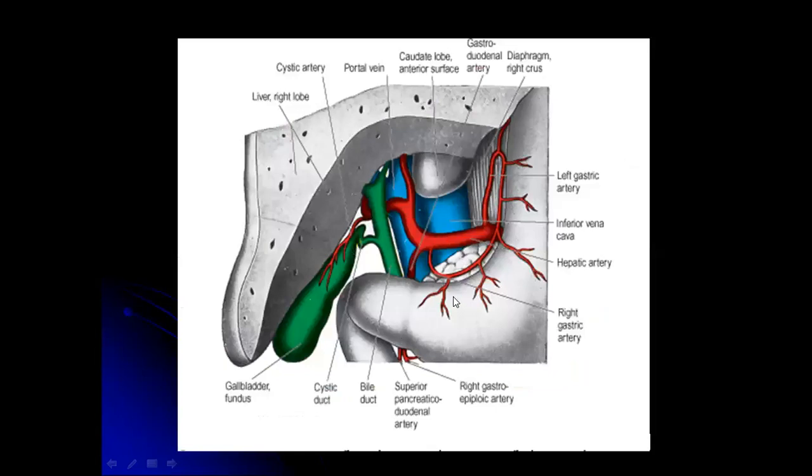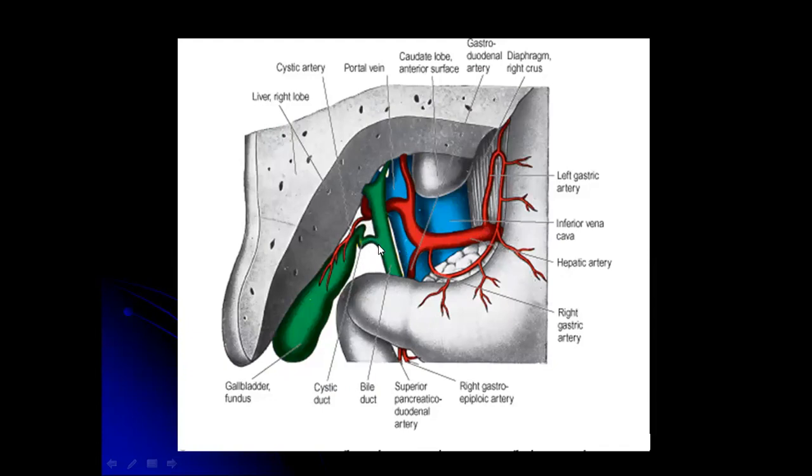So this is our pyloric part of the stomach and first part of the duodenum, where you can see this yellow in color. The blue in color is nothing but the portal vein. Okay, so once we have cut the right free margin of the lesser omentum, we will see VAD structures.